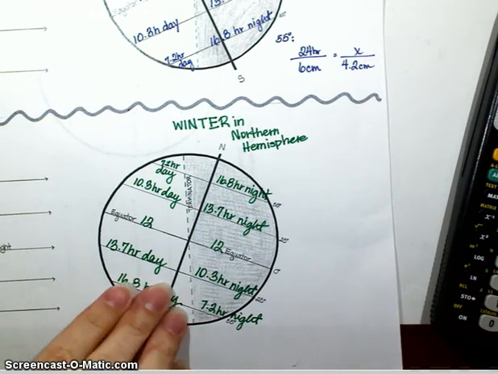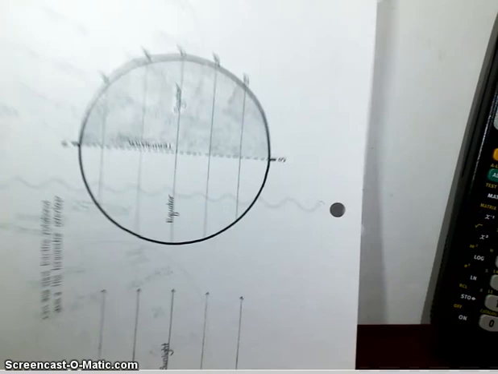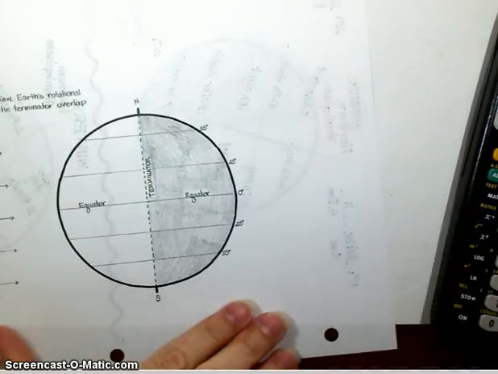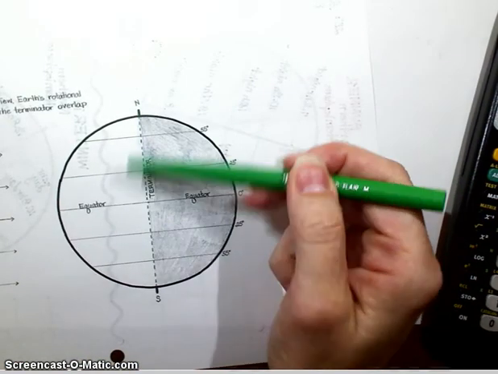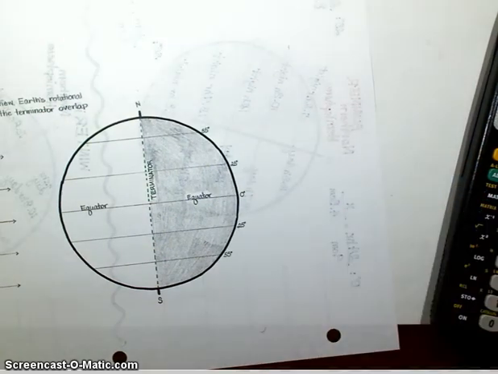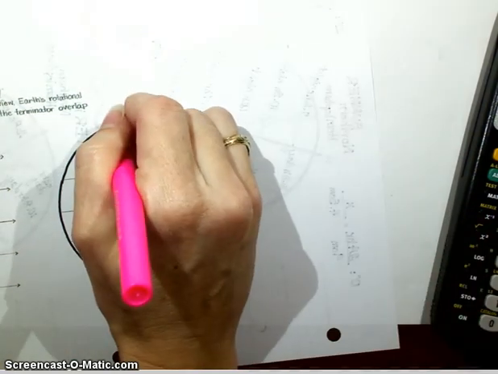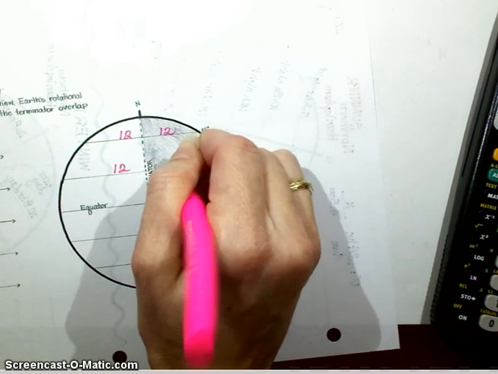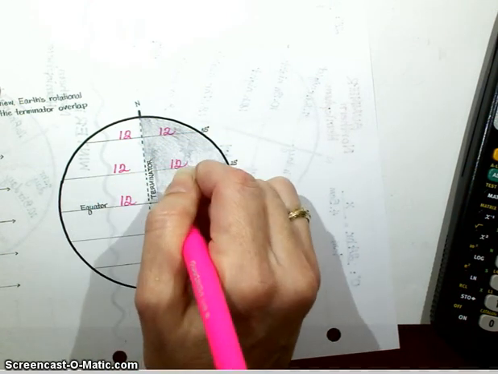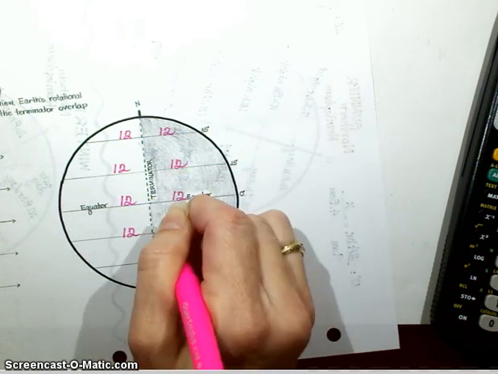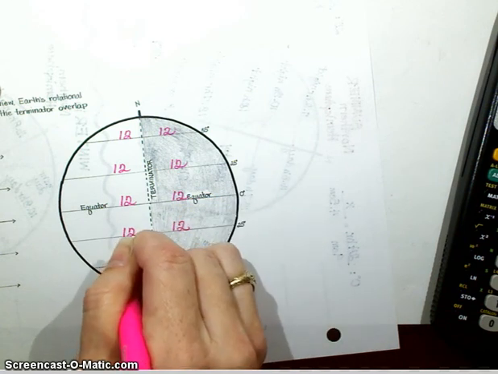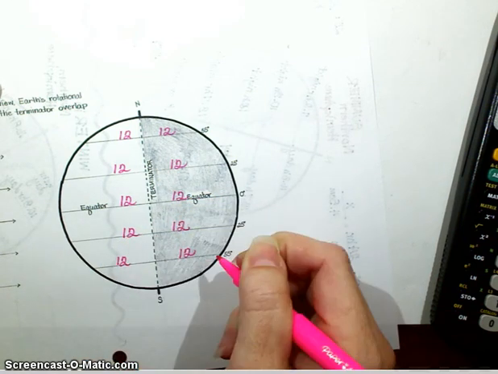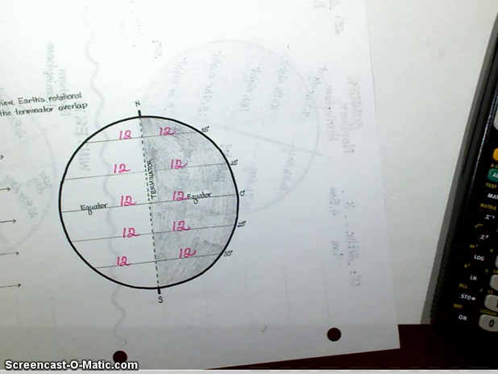Real quickly, the back should be easy. We're at an equinox. What does everybody have at an equinox? 12 and 12. Everybody has 12, because if you look at each latitude line, you have the same amount of that latitude line on the daytime side as you do on the nighttime side. So everybody is experiencing a 12-hour day at the equinox.